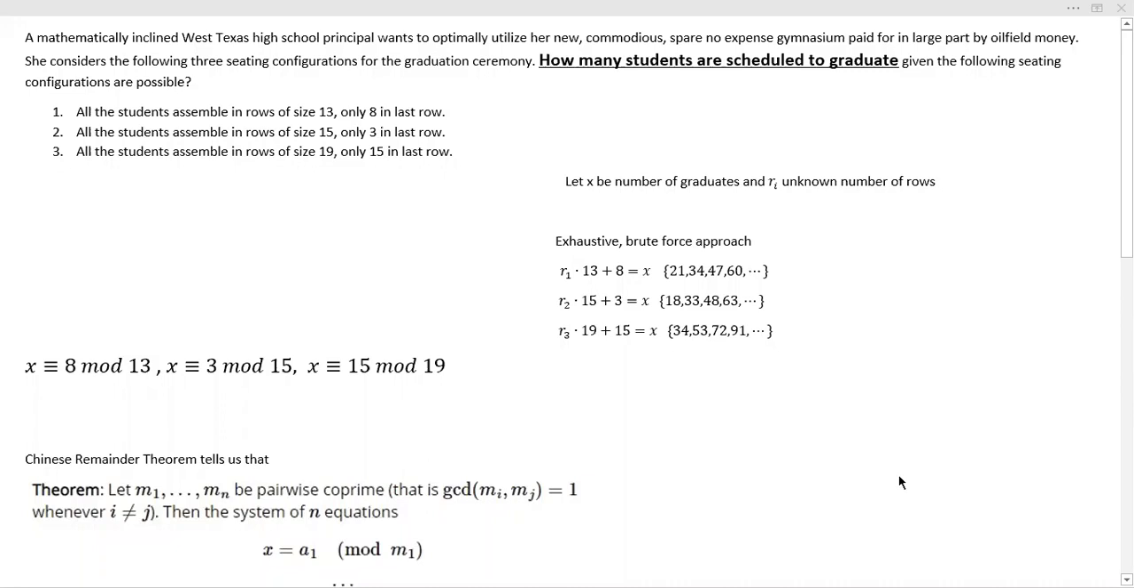Good afternoon, everybody. I'm here with what I at least consider to be an interesting problem. I'll just read it to you. You can read it, but just to get our feet wet here.